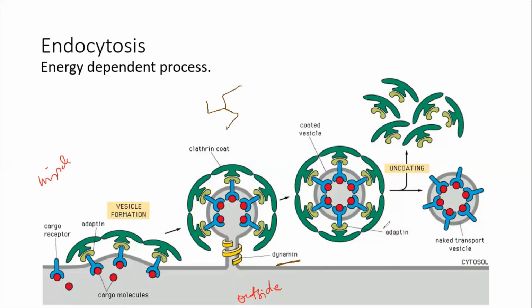Then the clathrin molecule will come. Now this is your endocytosed molecule, which will go inside the cytoplasm, right? Now the clathrin protein will leave, and only the vesicle is left. Depending on the cargo, this vesicle will go and fuse with the lysosome. Is it clear, guys?